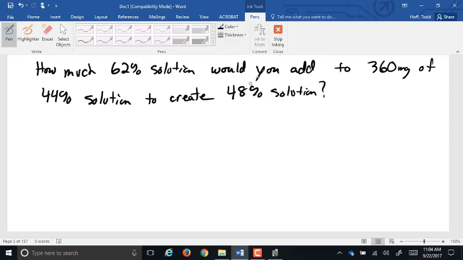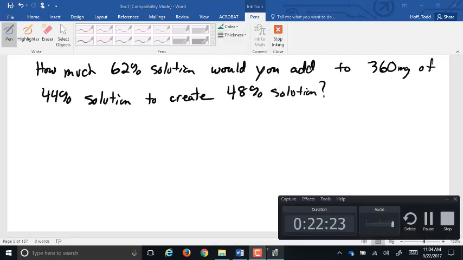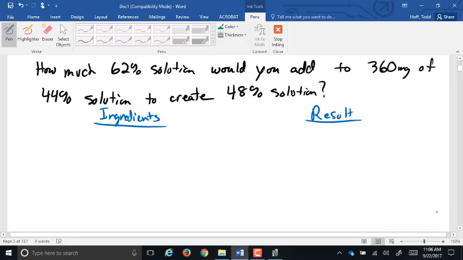Again, I'm going to pause for a couple minutes, let you guys at least get the equation set up, and then we'll go from there. So let's see if you got the equation set up right. What are the two concentrations that we are mixing here? 62 and 44. Does it matter what order we put those in? No, not at all. The result is going to be hopefully 48.